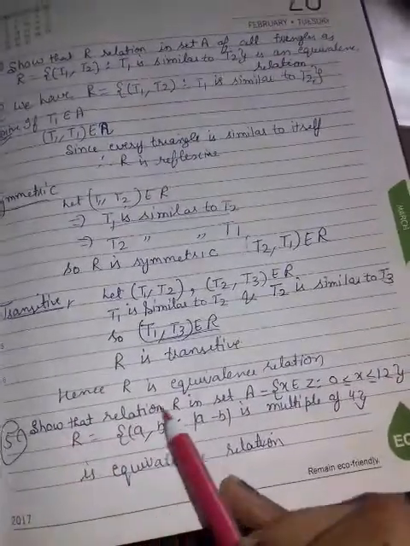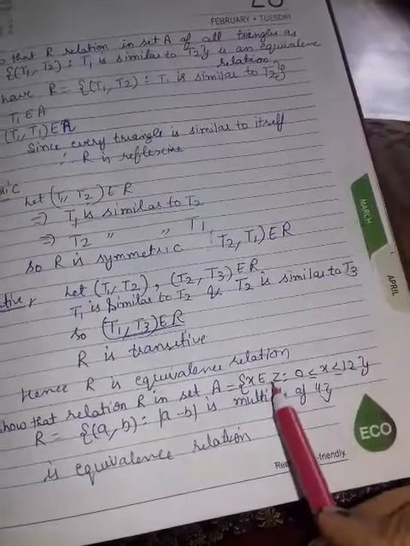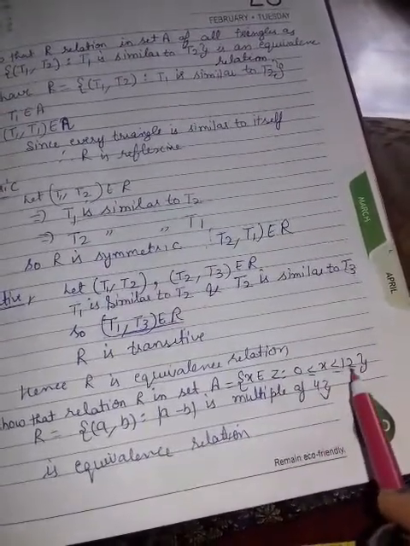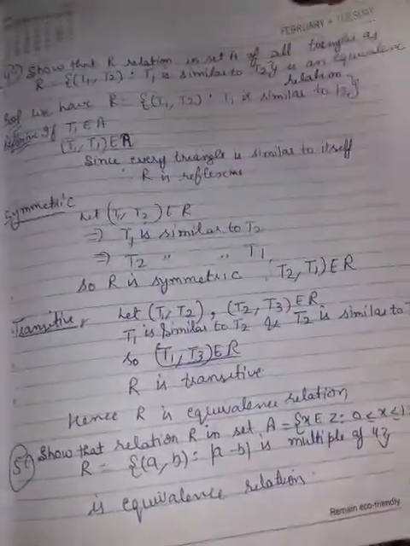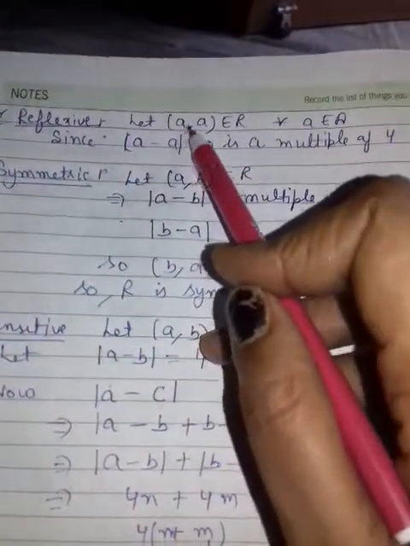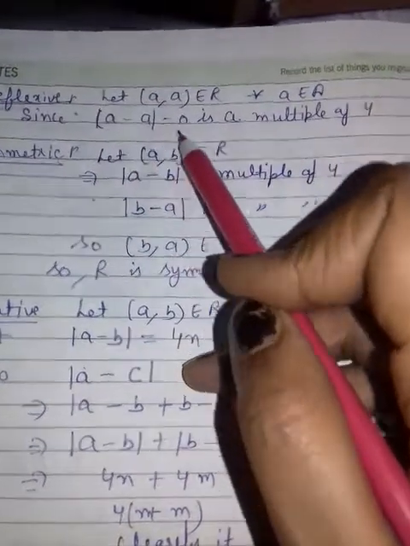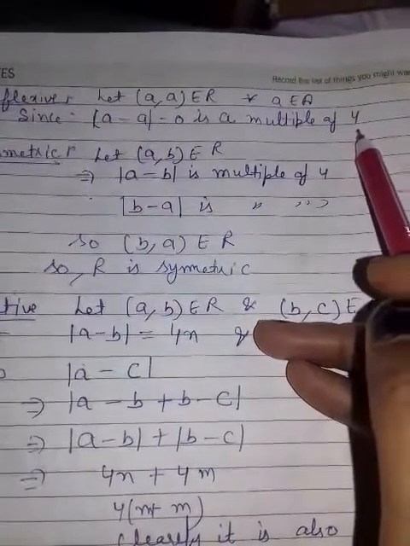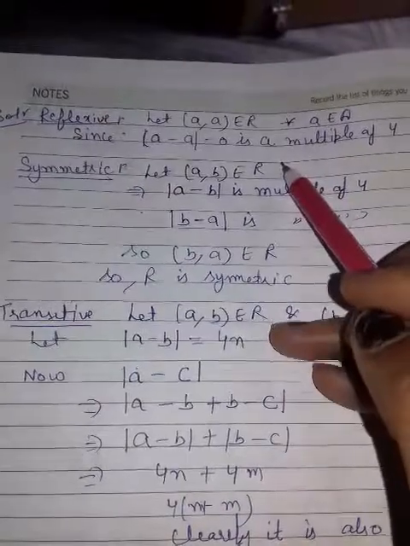Next, show that the relation R in the set of x belonging to integers, x lying between 0 and 12, is an equivalence relation. Firstly, you will check reflexive. In reflexive you will take only A comma A. Clearly A minus A is 0. This is a multiple of 4. Of course every 0 is a multiple of 4.